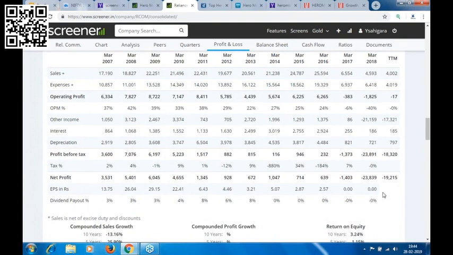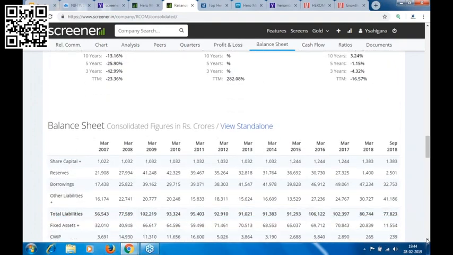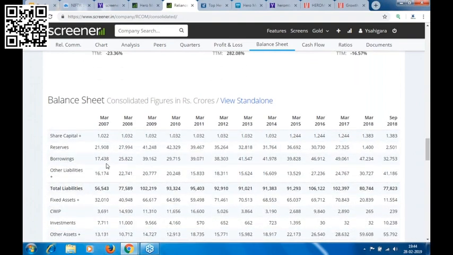EPS is reducing. There is no EPS. EPS is 0. Dividend payout, no dividend. The company has not paid any dividend for the last 4 to 5 years. So these kinds of companies are not good to invest in. The reserves of the company have gone down drastically from 21,000 to only 2,000. Borrowings have decreased a bit from 49,000 to 32,000, but comparatively, from March 2007 onwards, the borrowings have increased.